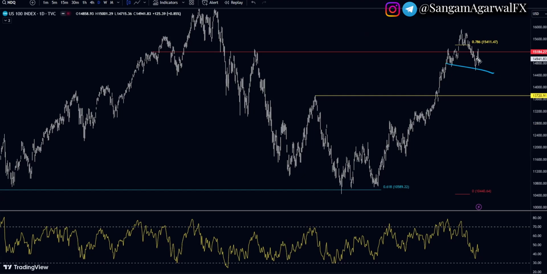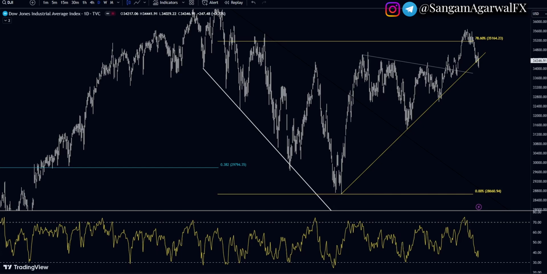NASDAQ, same, maybe your head and shoulders chart pattern, but for the next sell entry, wait for breakout of this trend line. Then after breakout, you can sell up to 13,720. That is your next big support level.